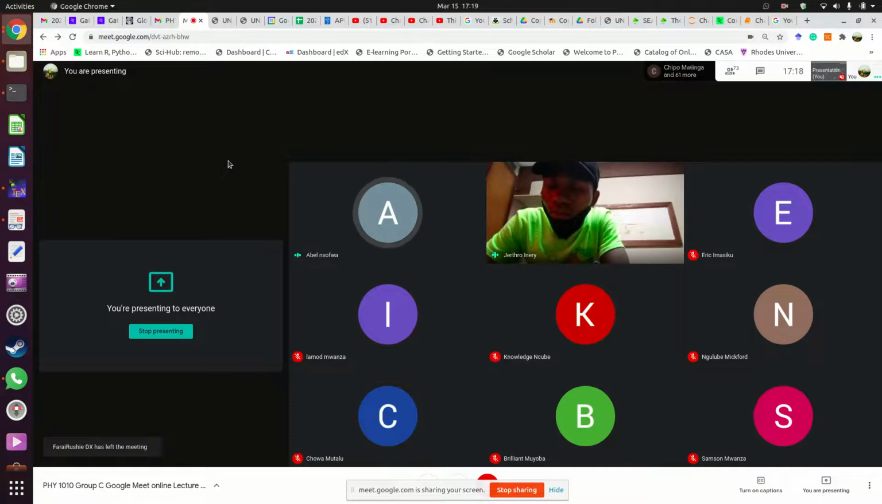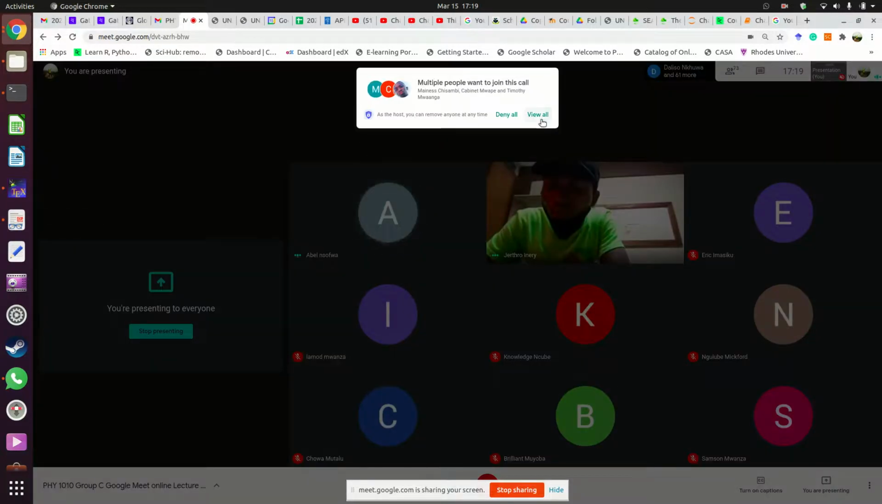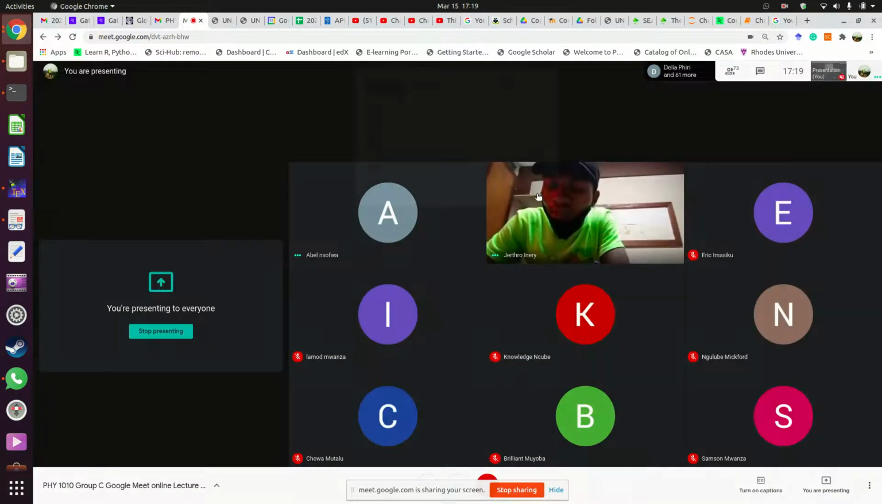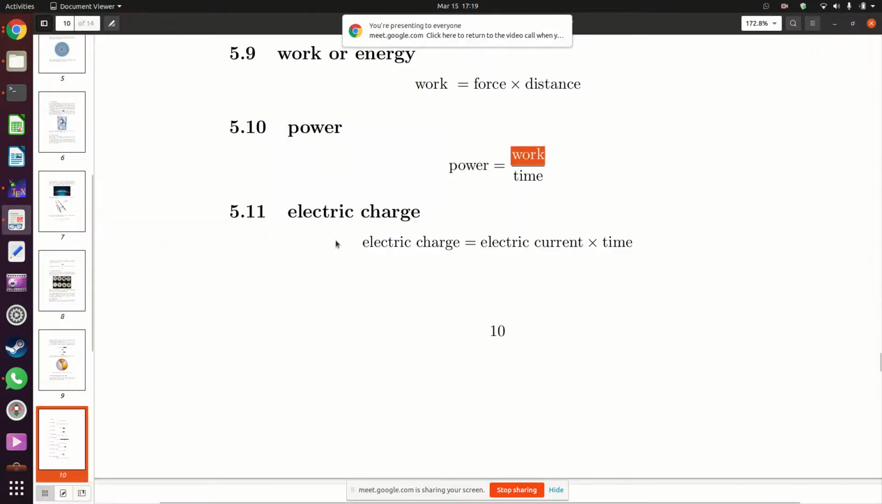The question was, what's the difference between work and energy? Okay, they are not the same. In physics, energy and work are related, but they're not the same.